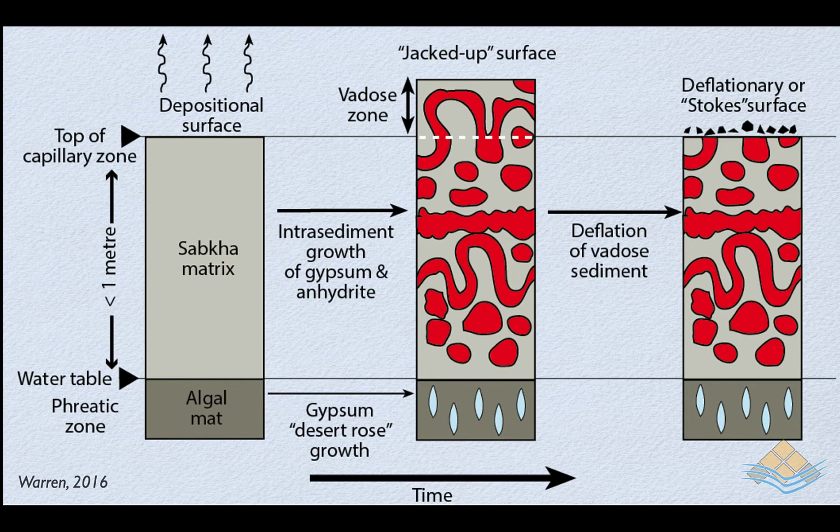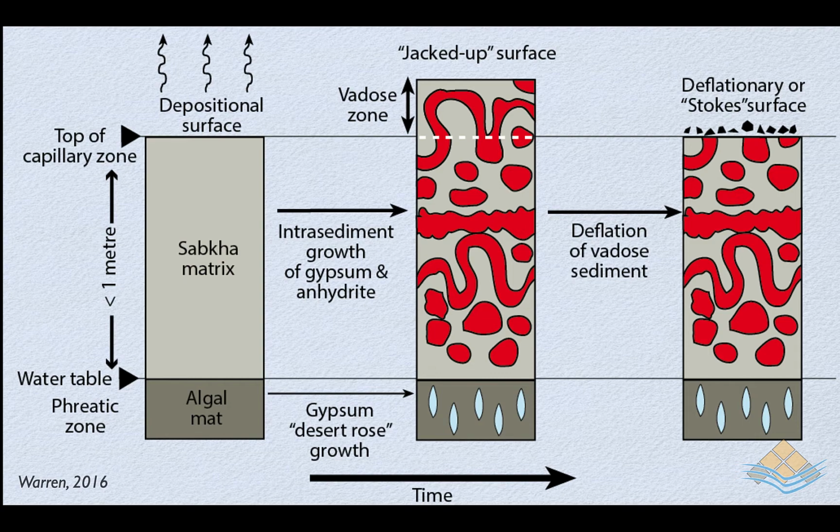The growth of that intrasediment calcium sulfate increases the volume of the supratidal sediment. That in turn jacks up or pushes up the upper part of that zone so that it moves out of the top of the zone of capillary wicking, so it becomes totally vadose without capillary moisture, and it can then be deflated. And that's how we generate these deflationary surfaces that we see in the Sabkha. They're indicative of the capillary hydrology, where the intrasediment growth is pushing the matrix sediment above the water table, out of the top of the capillary zone, and it's being deflated off.